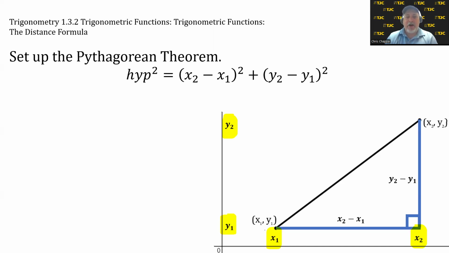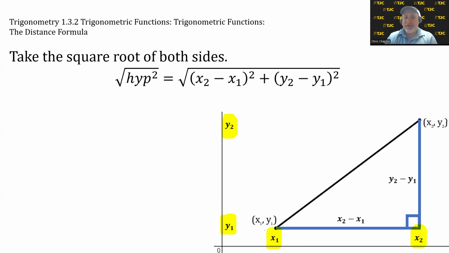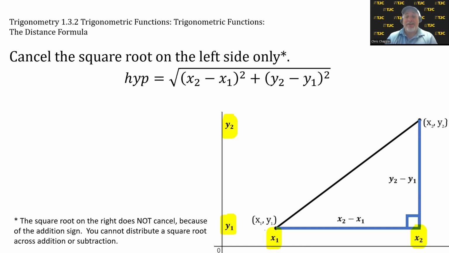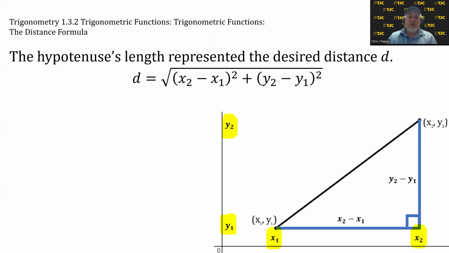And then to solve for the hypotenuse, we take the square root of both sides and cancel the square root on the left side only. On the right side, the square root doesn't cancel. You cannot distribute a square root across a plus.